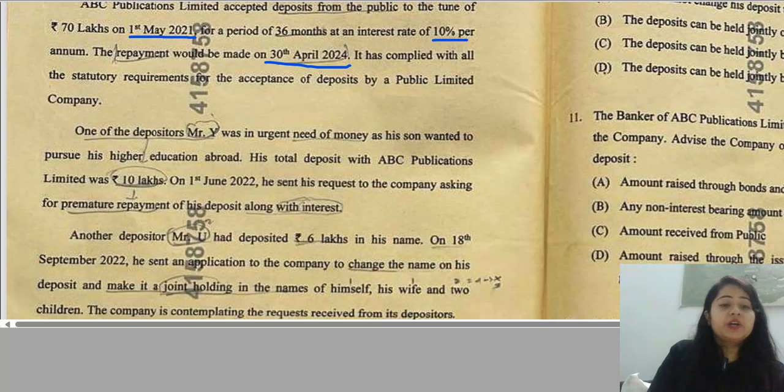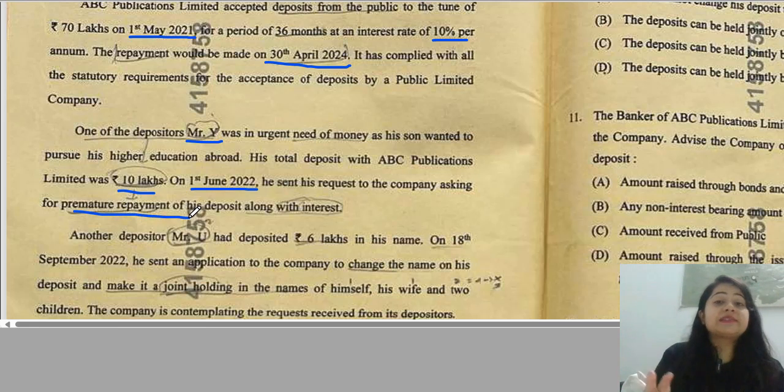Second paragraph. One of the depositors, Mr. Y, was in urgent need of the money as his son wanted to pursue higher education. His total deposit with the company was 10 lakh rupees. On 1st June 2022, he sent his request to the company asking for premature repayment.